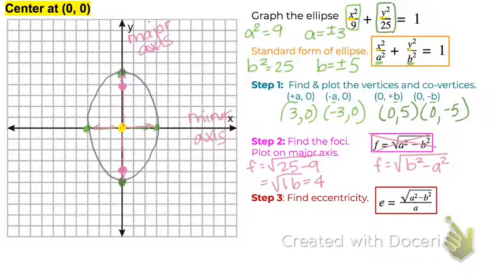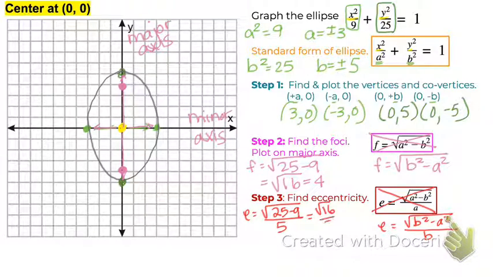And then the same with the eccentricity. That is how round it is, how close it is to a circle. That would be b squared minus a squared, the big number minus the small number, divided by b instead of a. So when we do that, we have the square root of 25 minus 9 divided by b, which is 5. So square root of 16 over 5, which is 4 over 5.